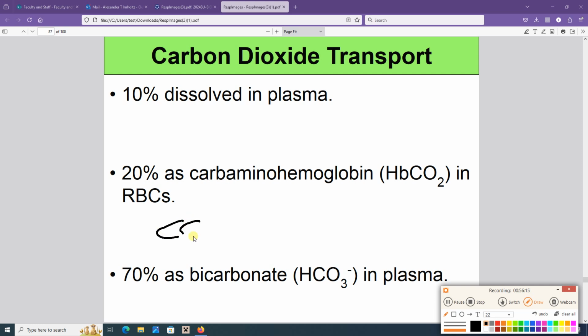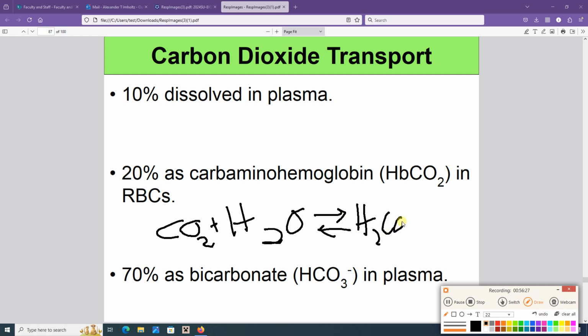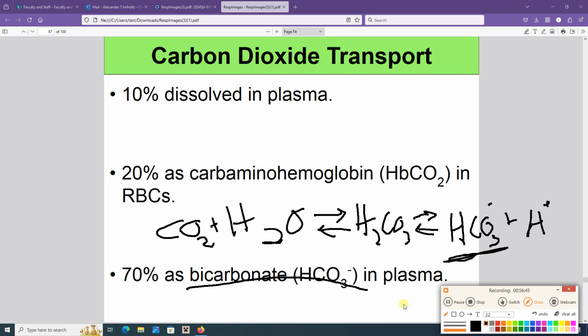The other 70% of your CO2 is going to exist as part of bicarbonate. Remember, CO2 adds with water, and that is going to give us, well, first it'll give us an intermediate called carbonic acid, which is H2CO3. And then H2CO3 is going to dissociate and give us HCO3 minus and H plus. And that HCO3 minus right there, that is bicarbonate. So most of your CO2, 70% of it, exists as bicarbonate in your plasma.